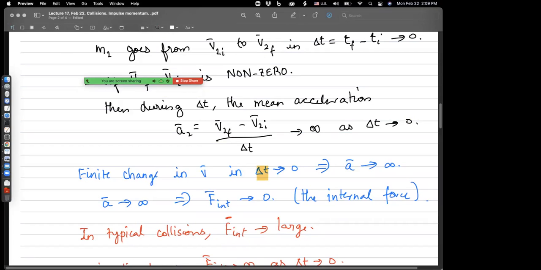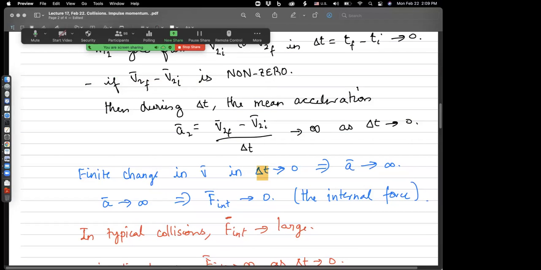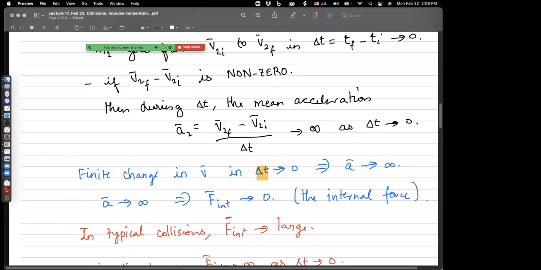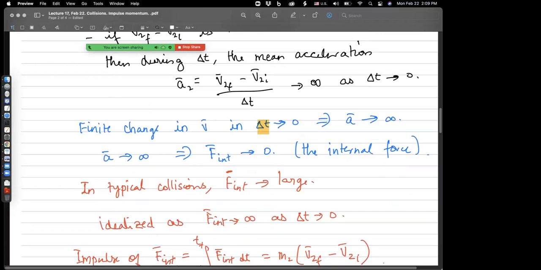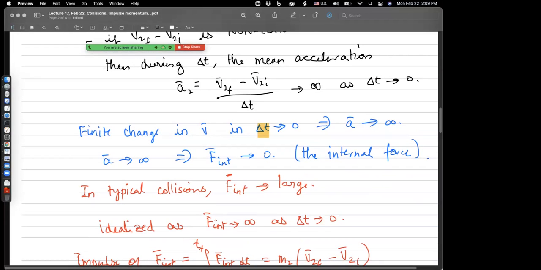Does that make sense? Because the acceleration of the individual object goes to infinity, that really means that the internal forces are going to infinity in this limit of delta t going to 0. Okay, so that's a chain of reasoning. Realistically, in typical collisions, F internal is just large.